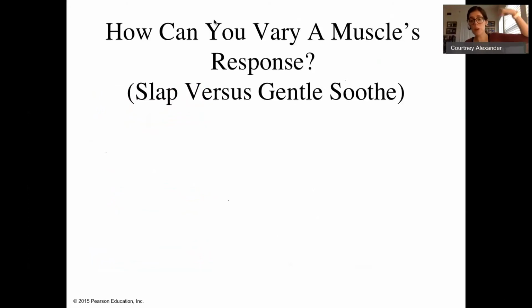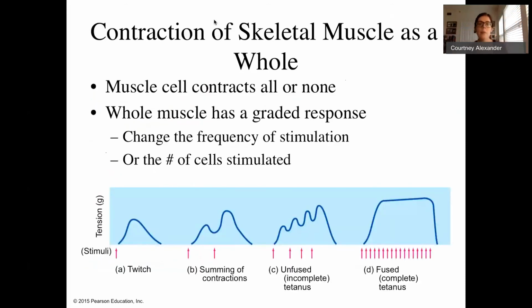So we can use our muscles to do very delicate things or very strong things. And we're using the same muscle. How? Well, that's because we can contract different numbers of muscle cells. Now, a muscle cell itself either contracts or doesn't contract. We call it an all or none response.